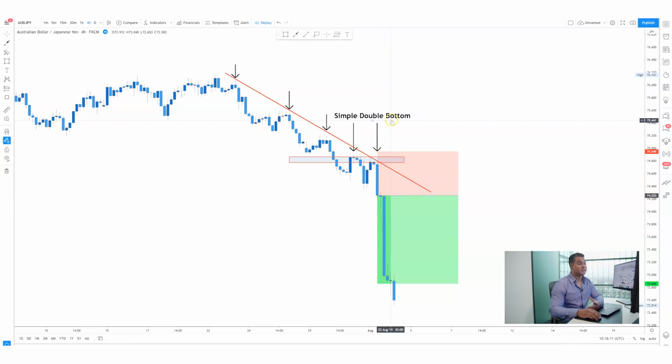Price comes back, creates a simple double top pattern as part of our plan. We enter after an engulfing close, and as you can see here, we target a 1 to 2, and yeah, Bob is your uncle in this one. And let's take a look at our final trade on euro pound.